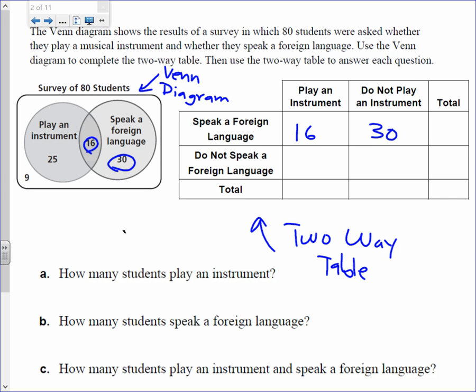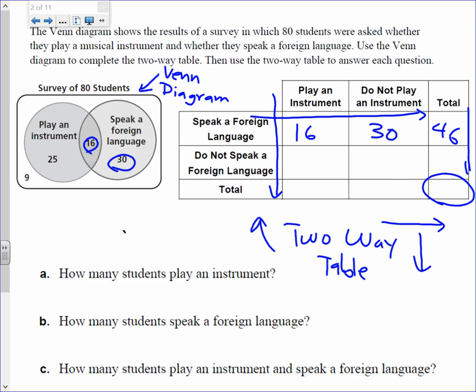Why two ways? Well, one way is you read the totals going from left to right, and you also read the totals going from top down. So we got totals going this way. So notice 16 plus 30 is going to be 46, but we also got totals going down. We're going to put the total of everyone who played an instrument right here. We'll put the total of everyone who did not play an instrument right here. And this corner box should be the totals going downward and the totals going from left to right. So that's why we call them two-way tables. So let's fill them in here.